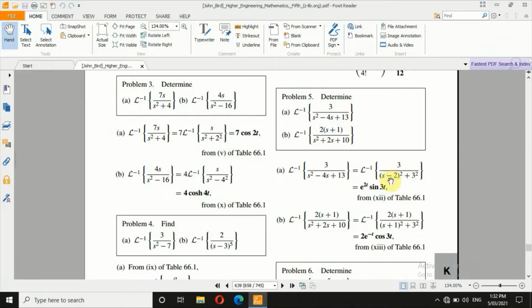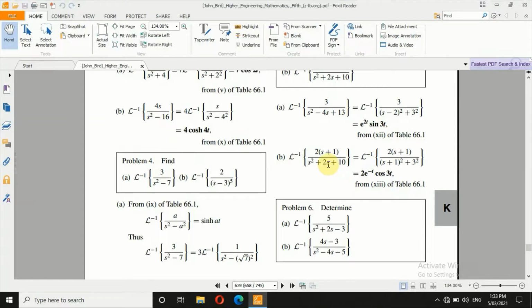So from here, you can now see clearly that I will have 3 over, if you break this down, x squared minus 4x, that will give you x minus 2 squared, then plus 3x. So this is the same thing as this. You all agree with me? The denominator here is the same thing as the denominator here. So if that is the case, then we've used shifting and translation properties here. So this is minus 2, and that will give us exponential 2t sine 3t.